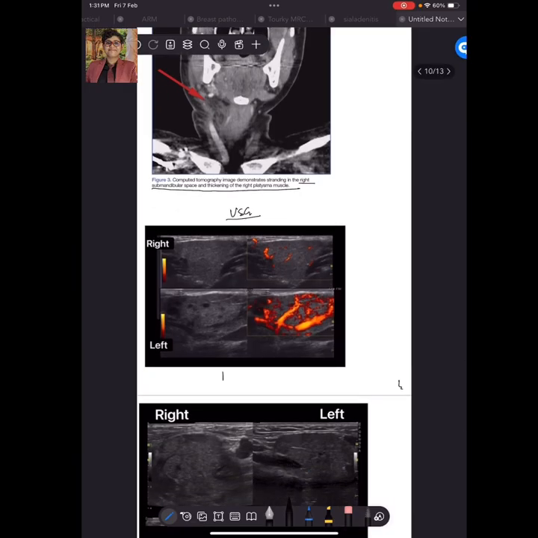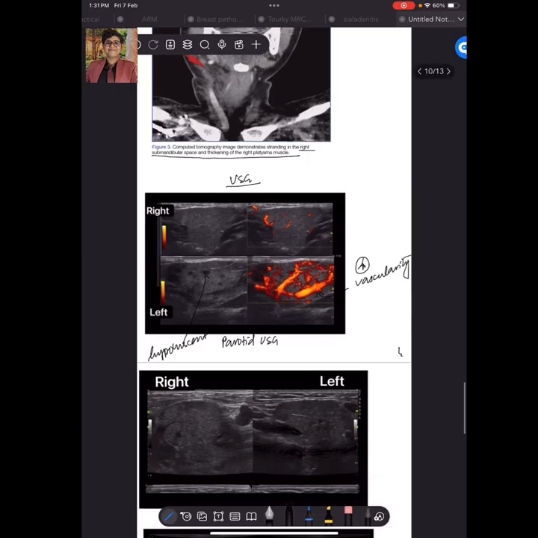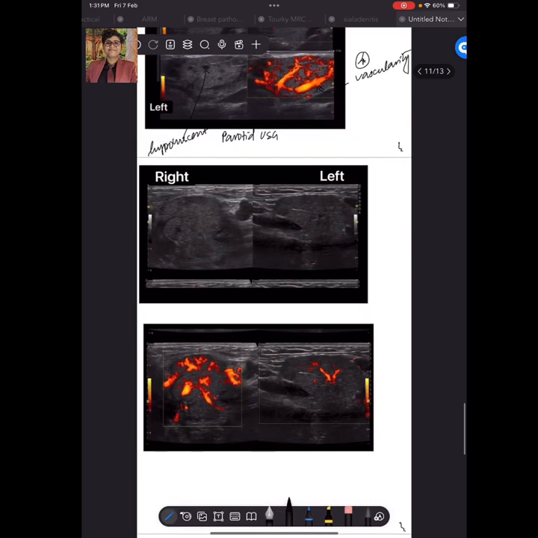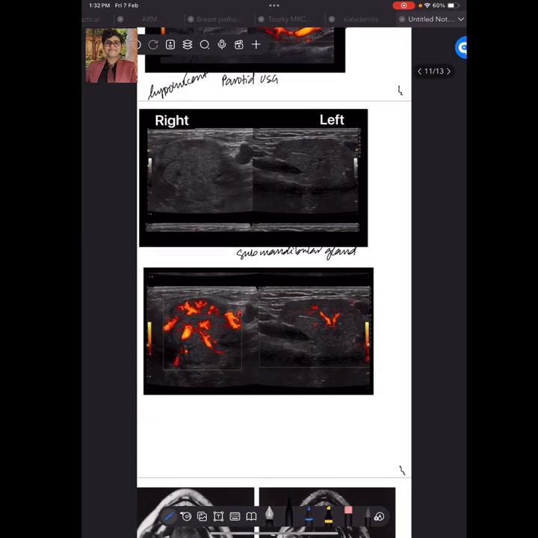So this picture is for the parotid gland. Here on the right side we can see that the images are normal, whereas in the left parotid gland we can see more hypoechoic areas, and there is increased vascularity. So this is a case of left-sided sialadenitis. This picture is for a submandibular gland. Here we can see that the right one has inflammation and the left one is normal.